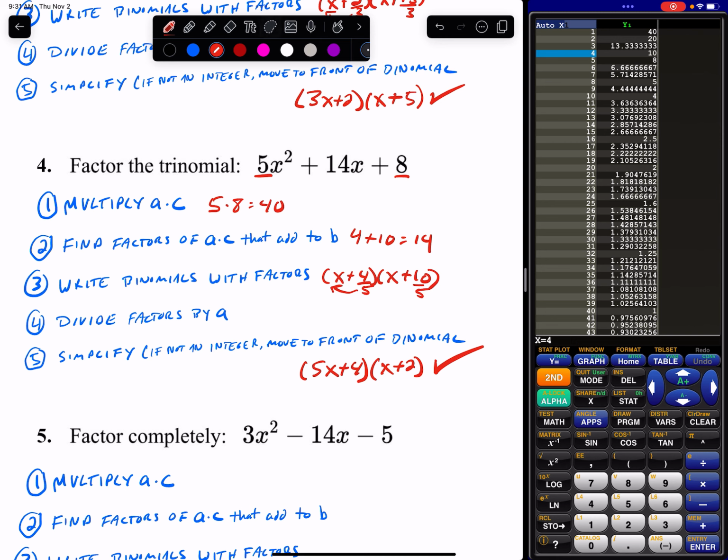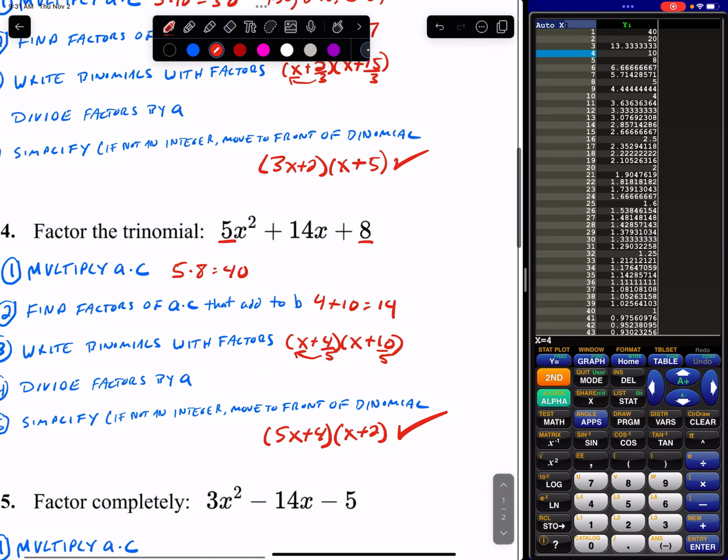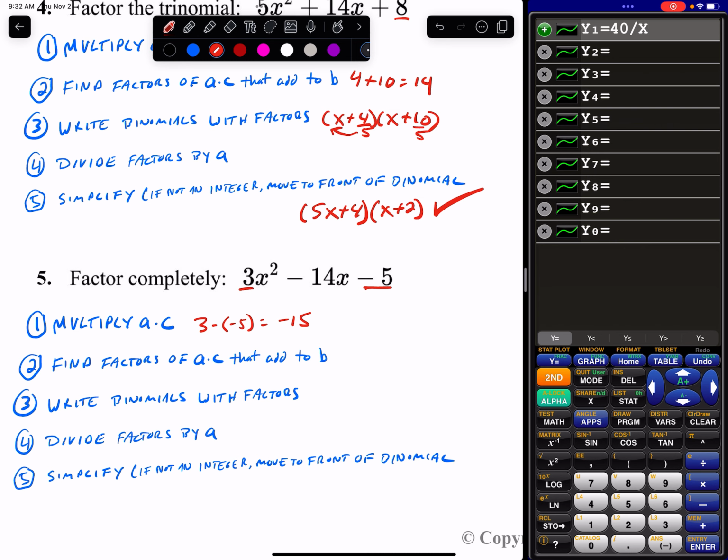Now, the one thing that is common here with all of these is that you can see that we have both positive values, right? We've got pluses and pluses and pluses. Now we're dealing with a negative value, so you have to be a little bit more careful here. And what I mean is, when I multiply 3 times negative 5, I'm going to get negative 15. Okay, so if you wanted to use your calculator, let's get in here.